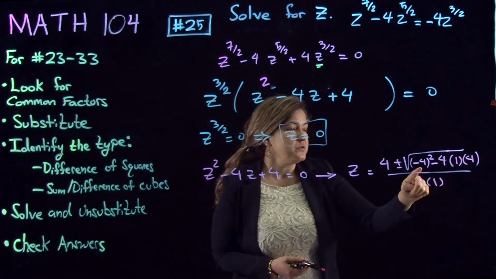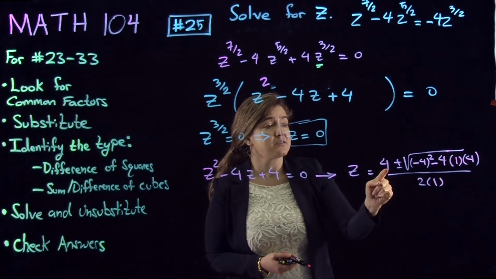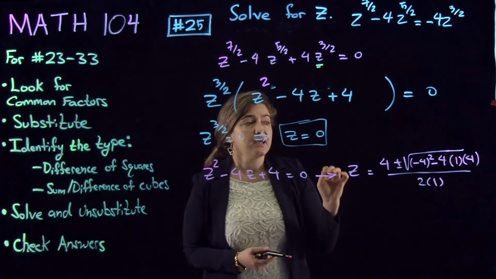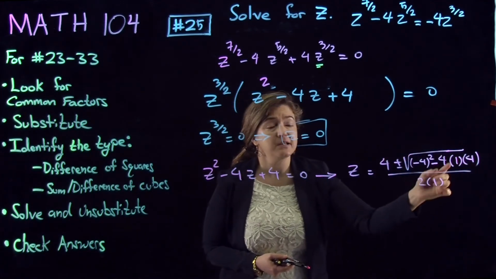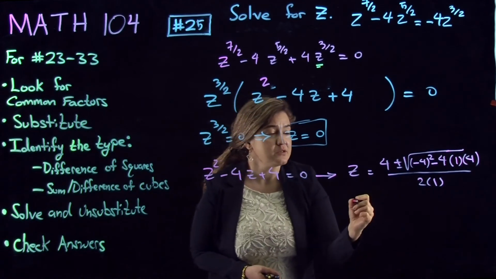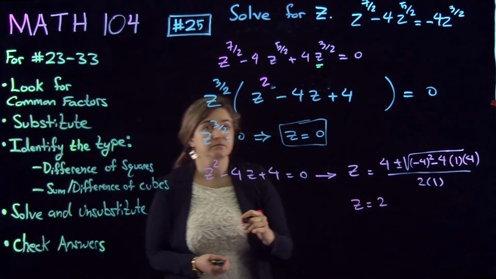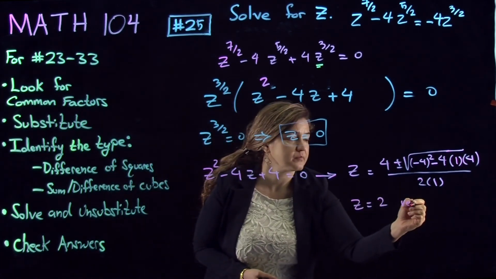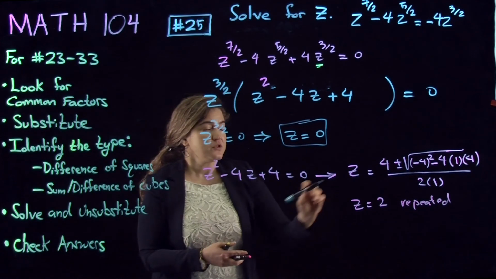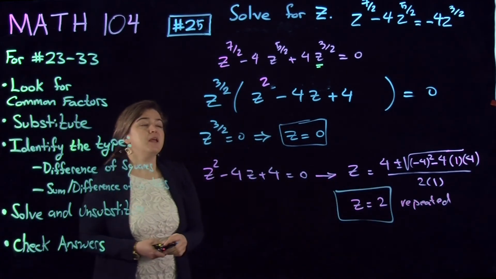Under the square root, I get 16 minus 16, which is 0. Outside the square root, this is 4 divided by 2. If I get the discriminant as 0, it means that I have a repeated root. So the only solution is z equal to 2, repeated. So the second solution is z equal to 2.